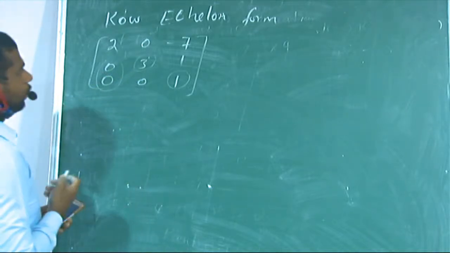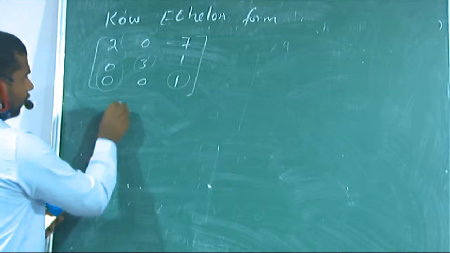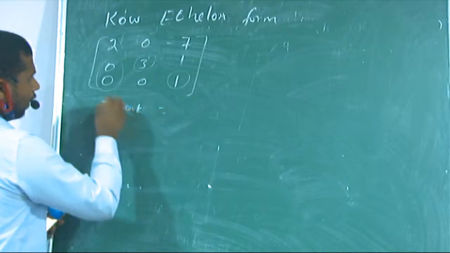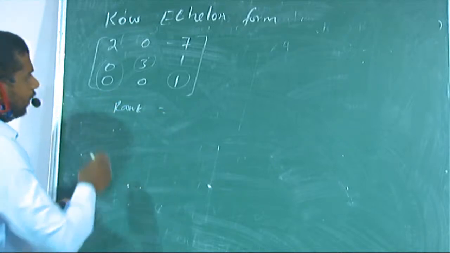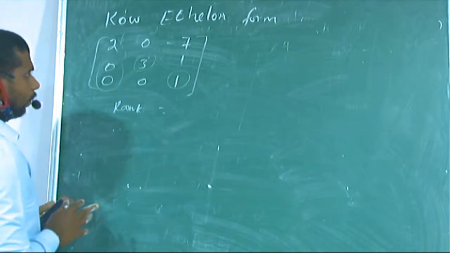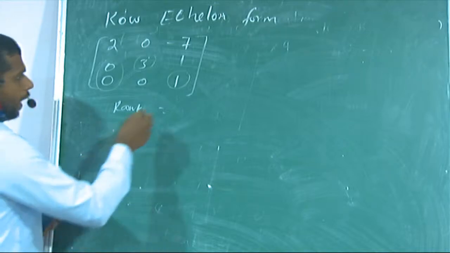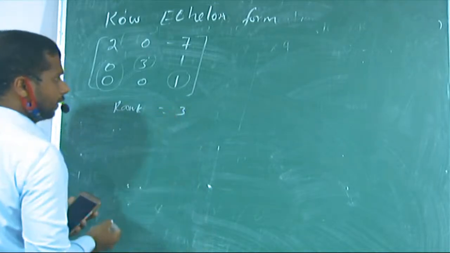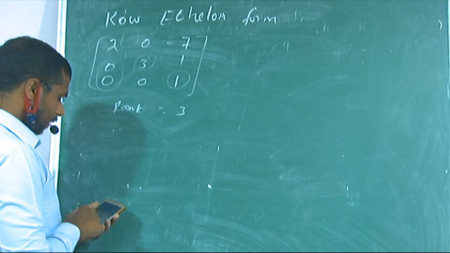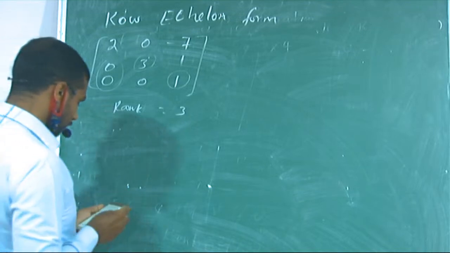Then we can find the rank. Rank is the number of non-zero rows. Each and every row is non-zero, there is no zero row. Therefore, the rank is definitely 3. Rank is equal to 3. But what is the second question?